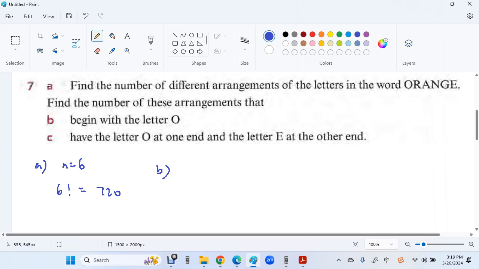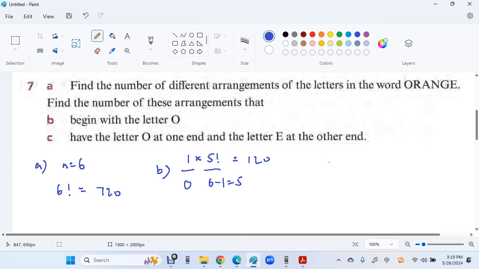Okay, B, begin with O. So begin with O, then we have 1, then 5 left here, 5 factorial. So this will be 120. 6 minus 1, then we have 5 left here.